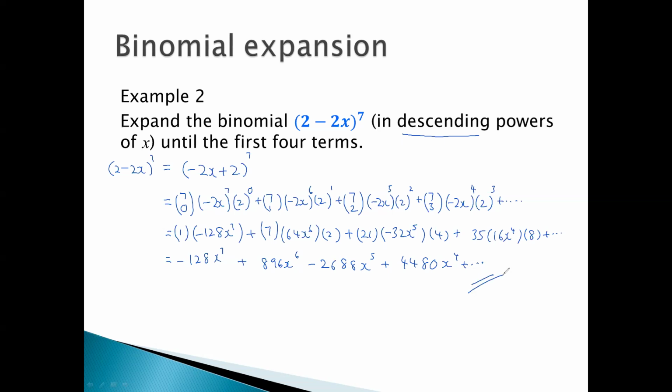So the main difference between this question and the last example is that they want it in descending powers of x. So I always say the first term's power would be descending, the second term's power will be increasing. Right now this is in ascending, so I need to switch it around, become minus 2x plus 2. And now you can see that my x is in descending power. All right.